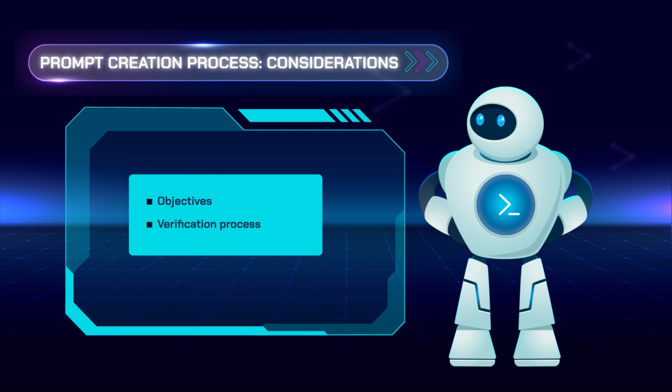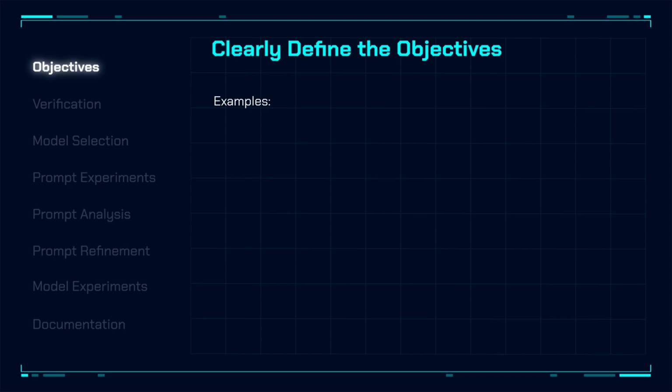I think about prompts in the same way that I think about code. I write code to achieve a specific outcome, and I use automated tests to verify that the code is producing the desired outcome. Prompts are similar. Having clear objectives and a way to verify that those objectives are being met is critical to crafting effective prompts. Start by clearly defining the objectives.